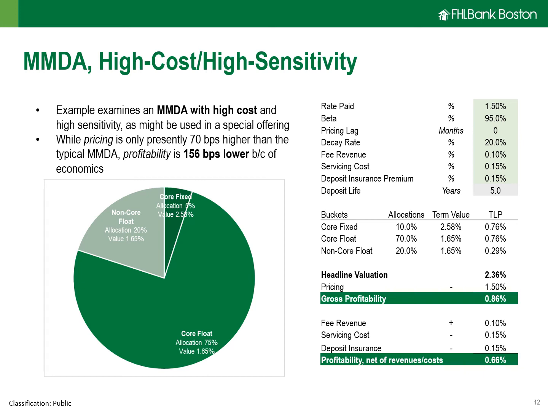And again, we put those buckets together, we figure it all out, and we get to a profitability here of 66 basis points. And so the pricing in this example is only 70 basis points higher than the typical MMDA that we had on the prior slide, but the profitability is 156 basis points lower. Again, the accounting doesn't necessarily line up with the economic reality of the situation.